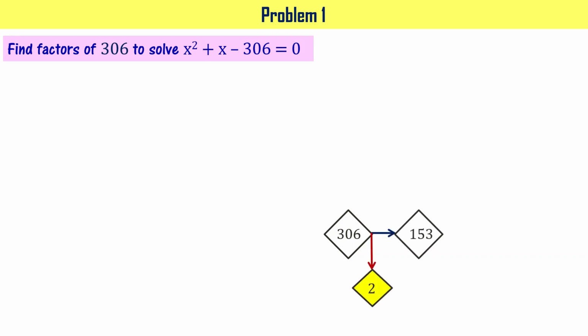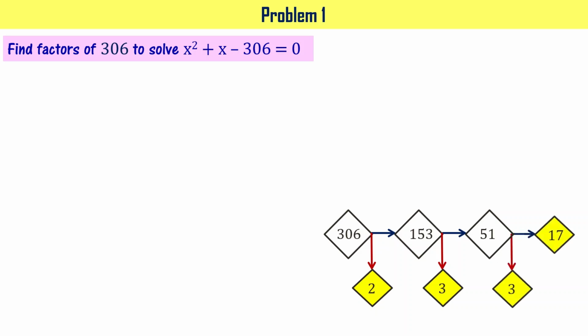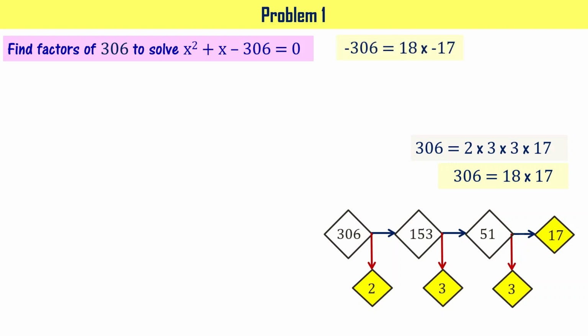306 can be written as 2 times 153. 153 can be written as 3 times 51. 51 can be written as 3 times 17. So 17 is a prime number, so we stop there and write 306 as 2 times 3 times 3 times 17, right? If you group them, then 306 can be written as 18 times 17, right? So minus 306 can be written as 18 times minus 17, and their sum is 1. So it meets our requirement of sum has to be 1 and product has to be minus 306, right?